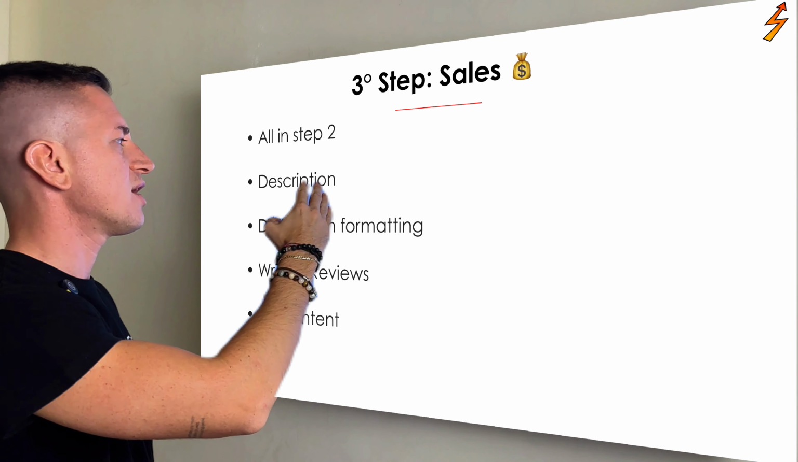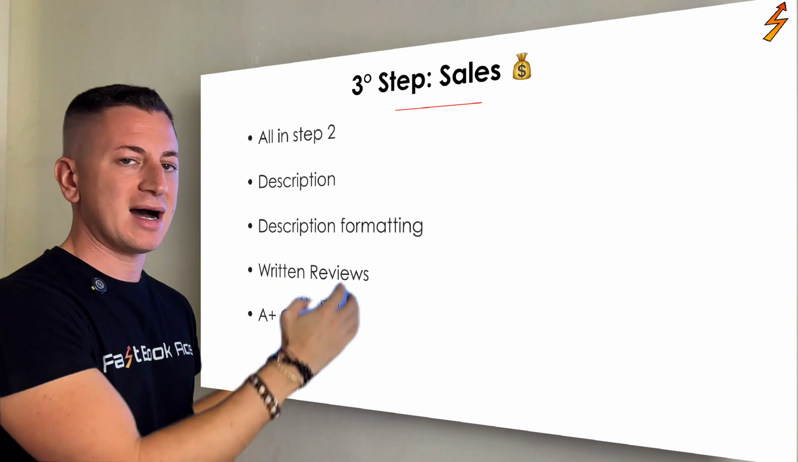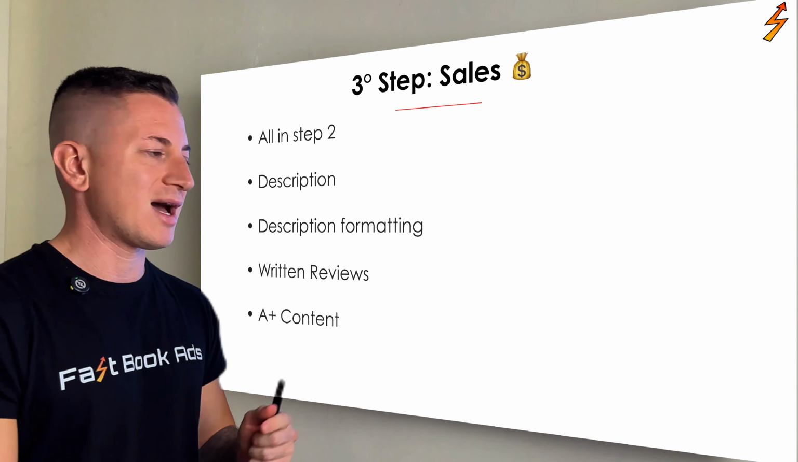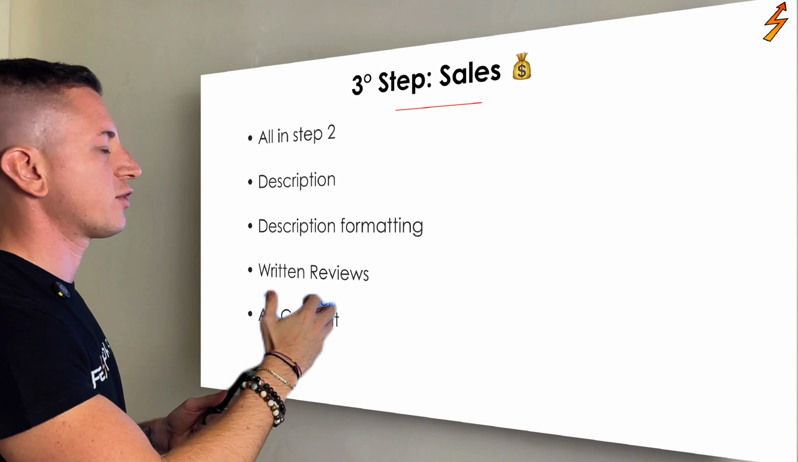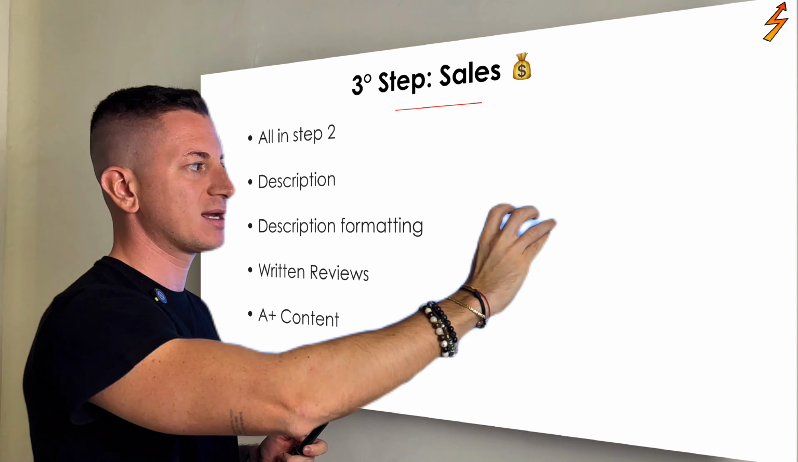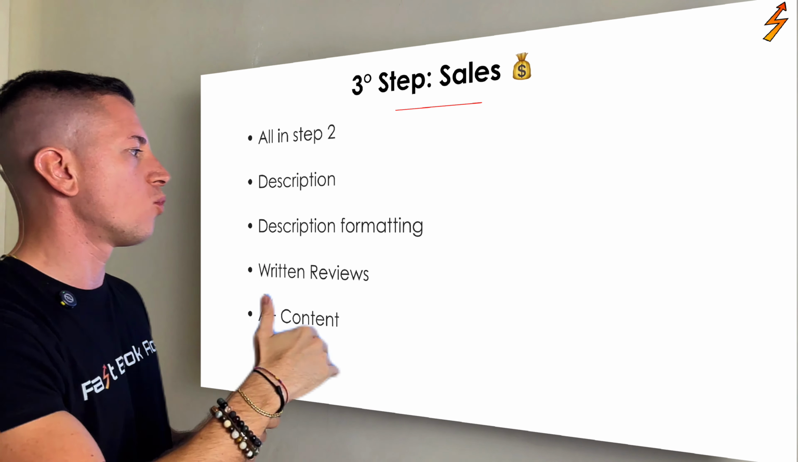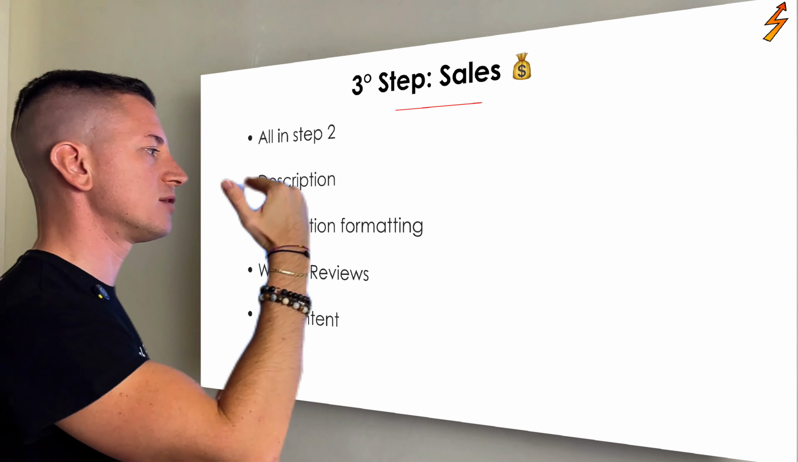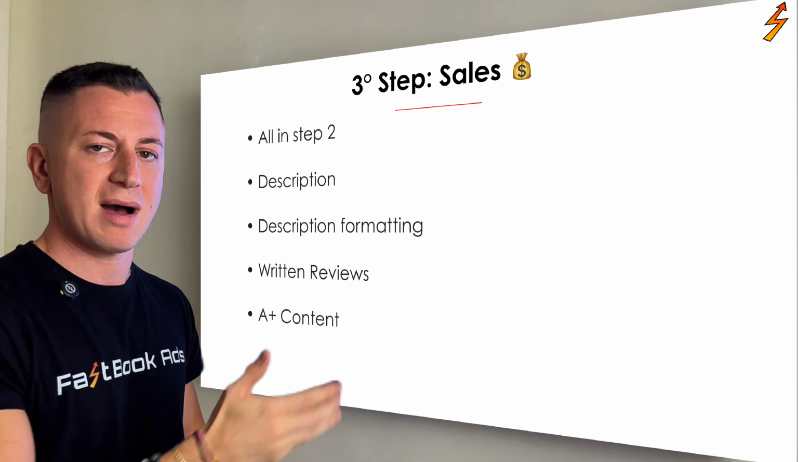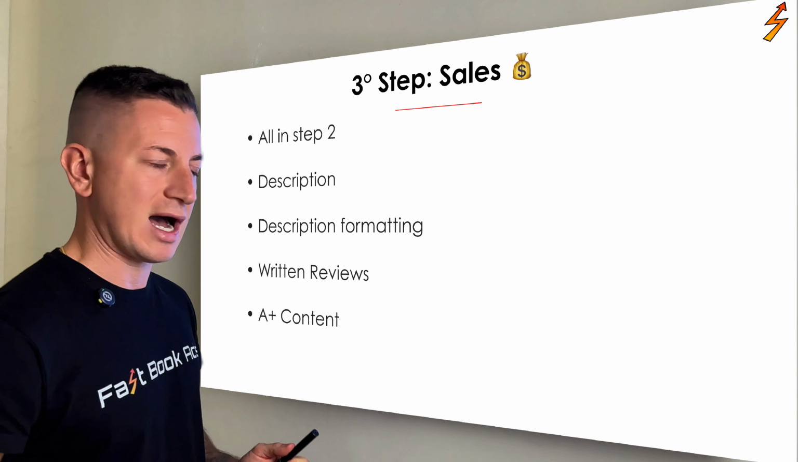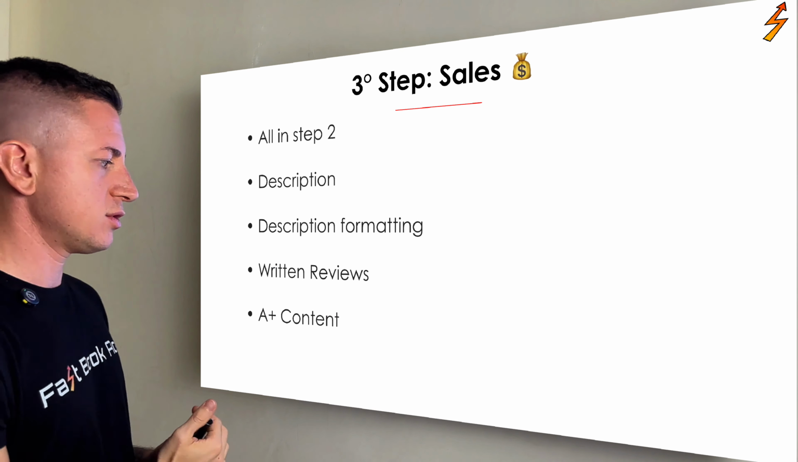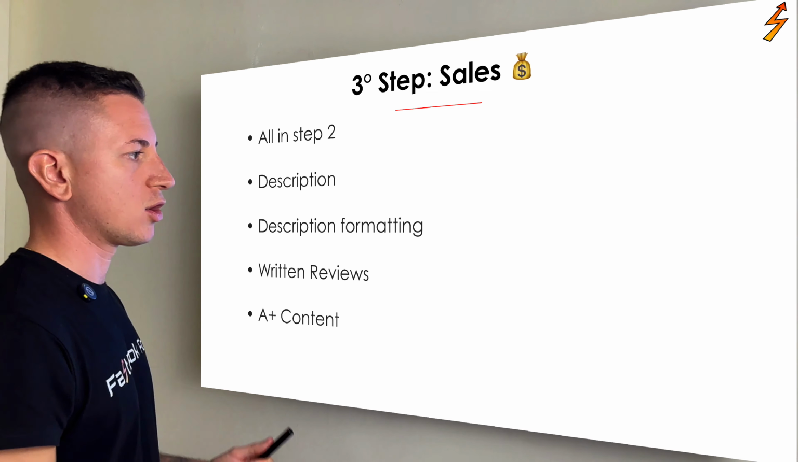Because we can have a very well written description, but if we are not using bold and underlines, or, for example, making the headline bigger than the rest of the description, people won't read it. And if they don't read it, they can't be persuaded by our description to buy our book. Written reviews and A+ content.